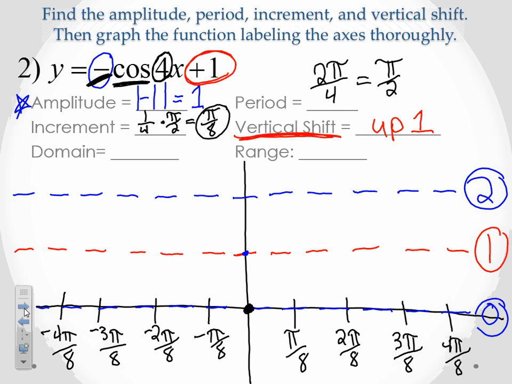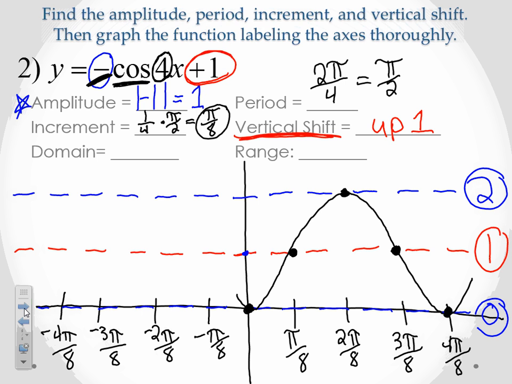Now I only have one choice. I have to go up. So I'm going to go up to my midline at 1. Then I'm going to go all the way to the top. So I'm going to be at 2. I'm going to come back down. I'm going to be at my midline. And then I'm going to stop where I started, so I'm going to be back here at 0. 1, 2, 3, 4 points. We started and stopped in the same spot, so now we can create our graph.